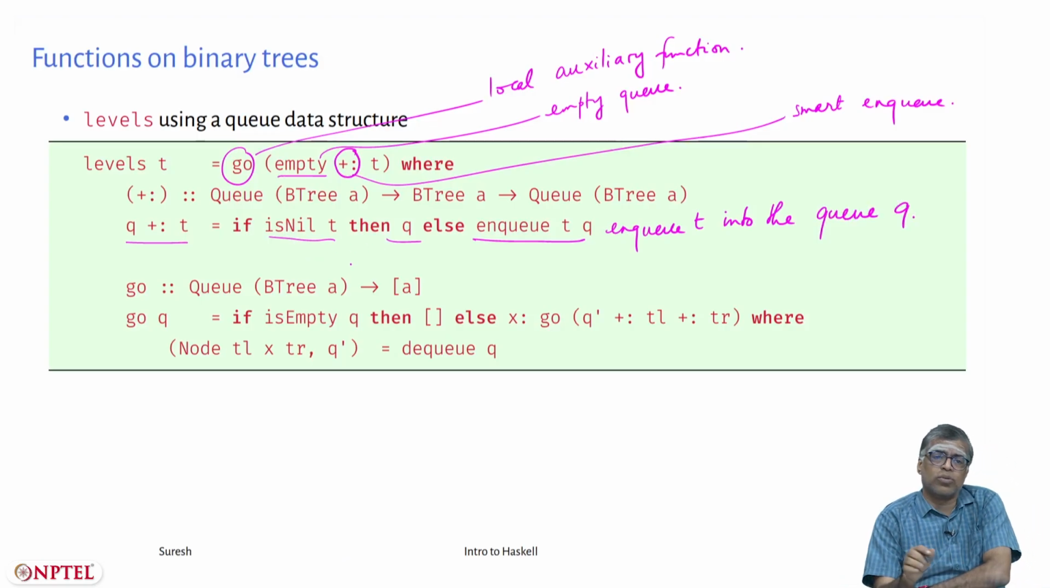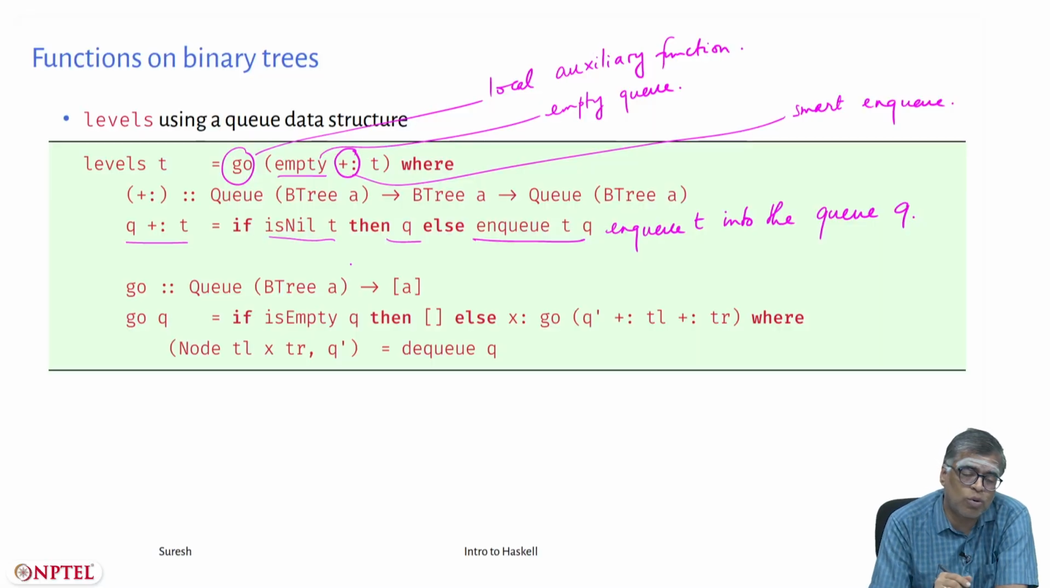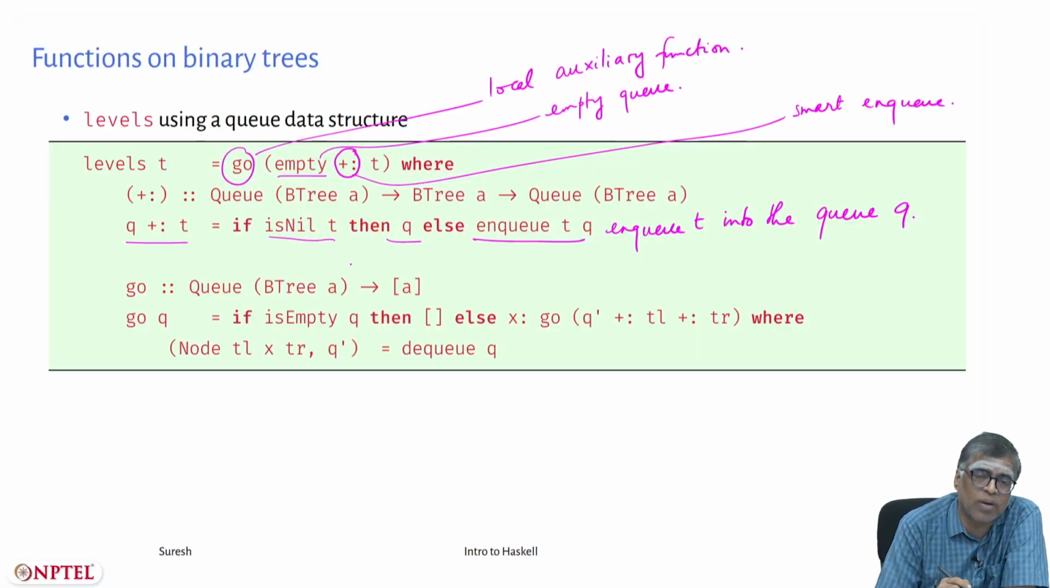Okay, good. So that's that. And what is Go? Go is a recursive function. It will implement what I told earlier. What it does is, if the queue is empty, then you just return the empty list. Else, you first do... I mean, what Go should produce is a list from a queue of trees.